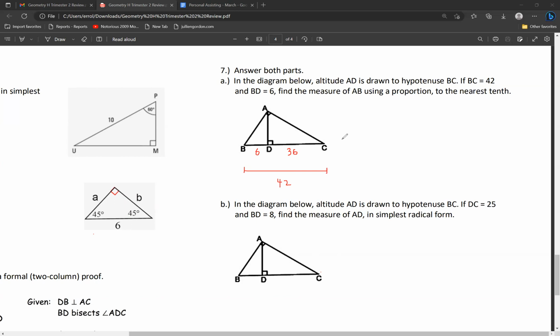Okay, so we know those two measurements. Do we know anything else? That's it. Find the measure of AB. So we're looking for this distance right here. All right, so how can we use a proportion to set it up?